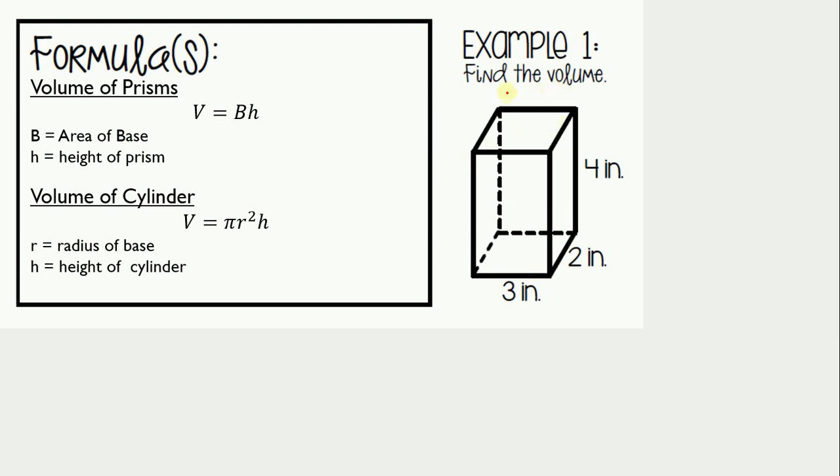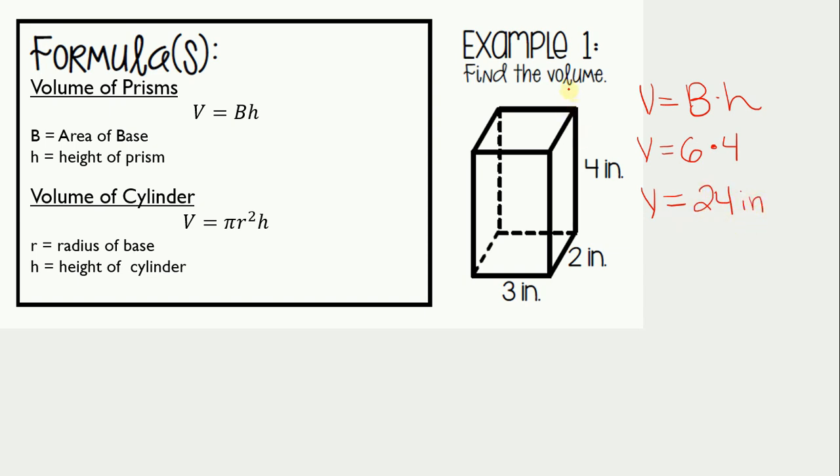So I have this first example. We need to find the volume here. So volume equals base times my height. This is a square prism, or actually not a square, rectangular prism. That was my bad there. So this should be a rectangular prism. Let's find the area of my base. So that would be 3 times 2, because it's a rectangle. So B would be equal to 6. My height is 4. My volume, 6 times 4, 24 inches.